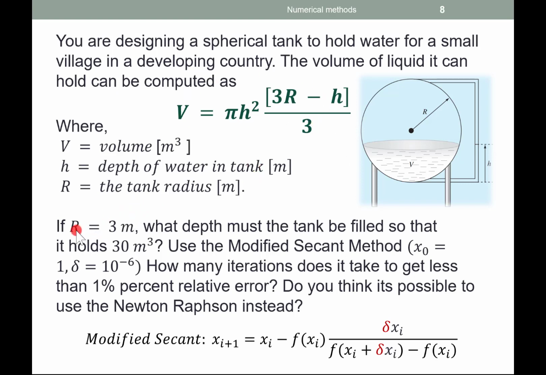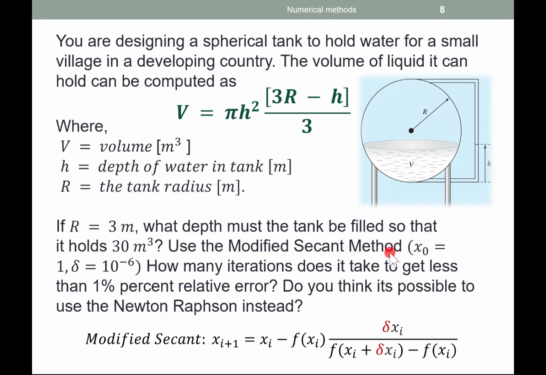Now the problem says, if the radius is 3 meters, what depth must the tank be filled so that it holds 30 meters cubed? So it's telling you, say you have a gauge that tells you the height in the tank, how deep is the water, but it doesn't tell you what's the volume. And you want to know, okay, when is the volume 30 meters cubed? At what height is it 30 meters cubed?